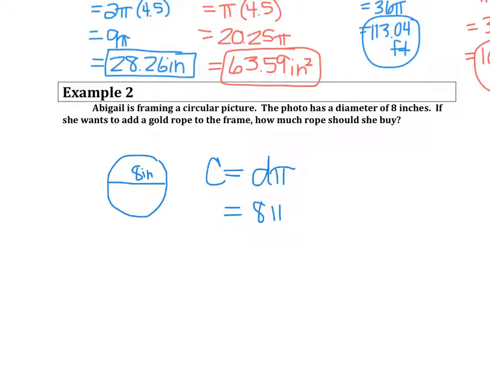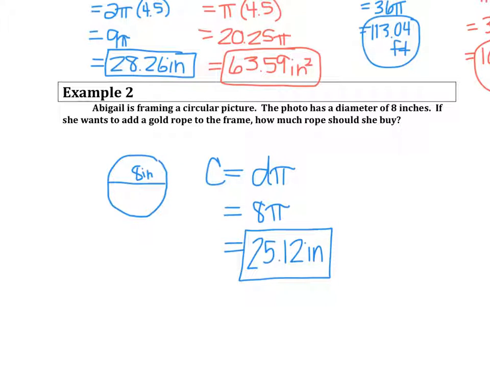be 8 pi. And what's crazy is, if this was the PSSAs, often they just have you leave it in terms of pi. I'm going to multiply by 3.14, though, to get a precise answer. So I have 25.12 inches, and it's a length, so you do not need to square it.